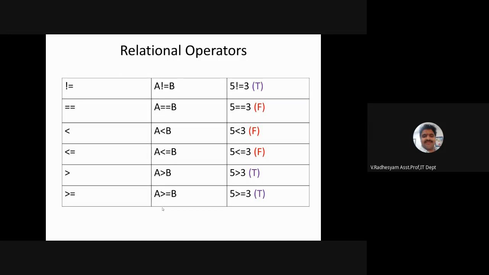Except that, there is no difference in the case of relational operators. Here you see, if you consider 5 and 3, 5 not equal to 3 is true. 5 equal to 3 is false. 5 less than 3 is also false. 5 less than or equal to 3 is false. 5 greater than 3 is true. 5 greater than or equal to 3 is true. There is not much difference apart from using true and false instead of 0 and 1. These relational operators behave the same as in a C program.